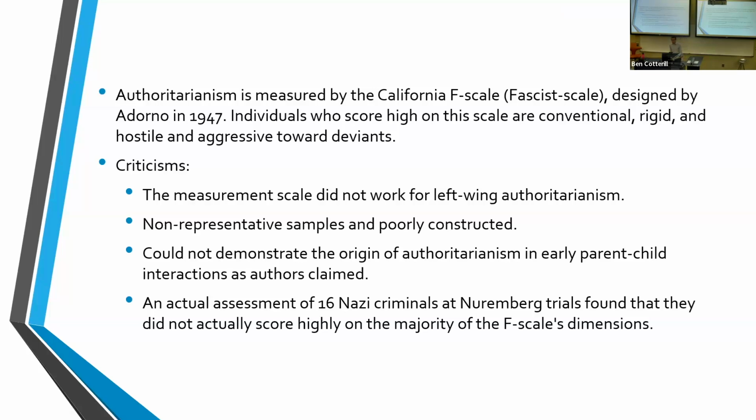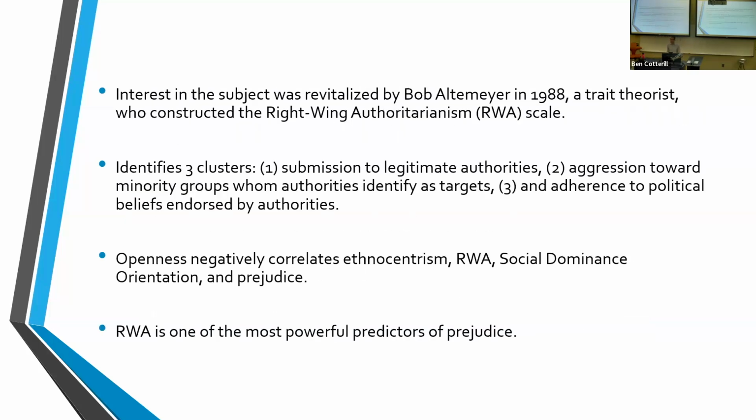And then the final nail in the coffin, if you like, was when 16 actual Nazis at the Nuremberg trials took this scale and all scored low. So if you've designed a scale that you say measures a personality trait that explains why Nazis do what they do, and then Nazis score low on it, then obviously it's not actually helping to explain the behavior that you're claiming it helps.